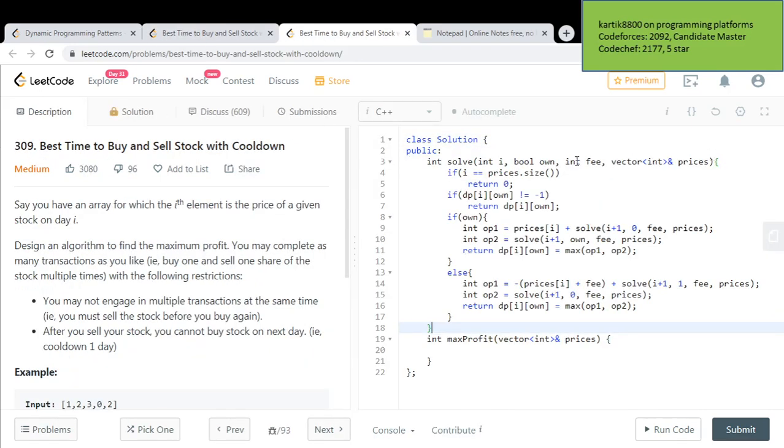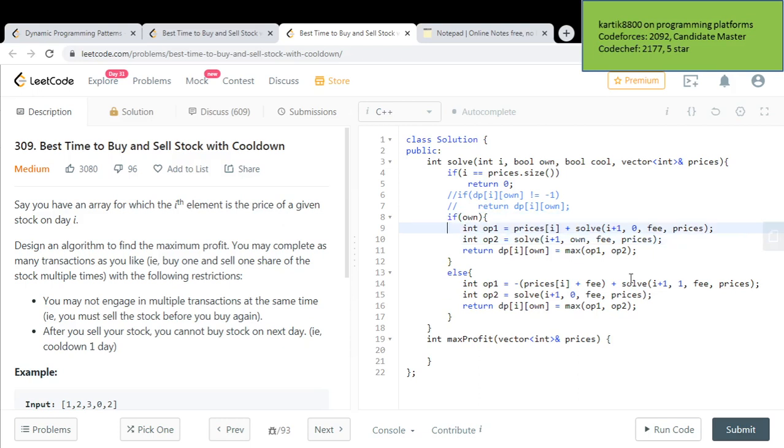All we need to keep track is another variable, that is cooldown. Let's name it cool. A lot of other things are going to stay the same. So it still is the same thing. If I own a stock, I can sell it and I can earn this much money. That's okay. Right? If you own a stock, you have two options: either sell it or don't sell it.